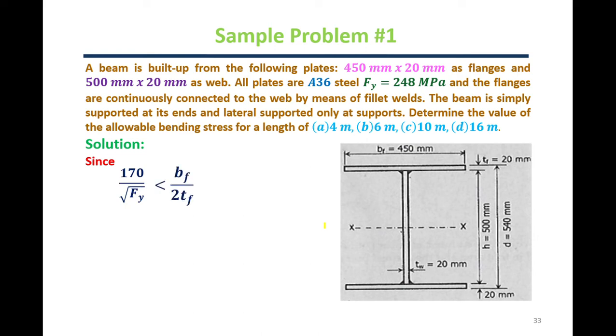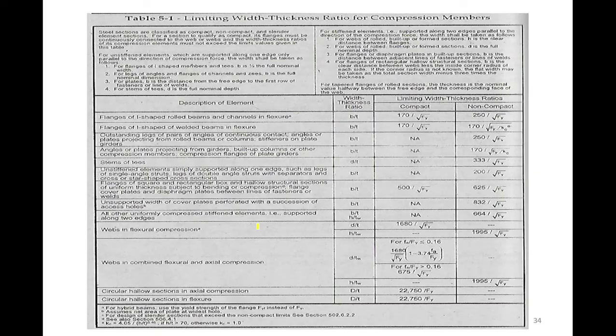Since 170 over square root of Fy is less than BF over 2 TF, which is less than 250 over square root of Fy, the compression flange is a non-compact element. So yun yung gagamitin natin. So according sa ating table, yan ang gagamitin natin. Ayan.